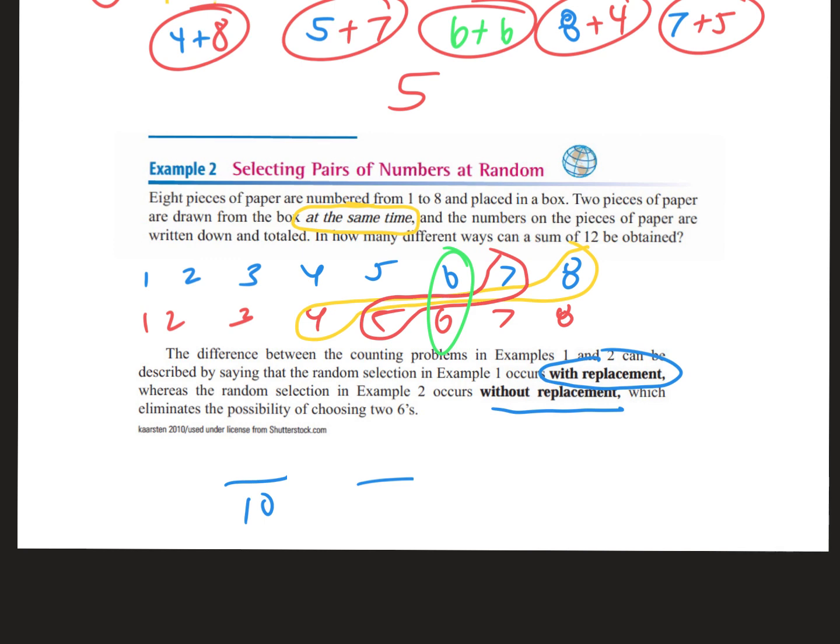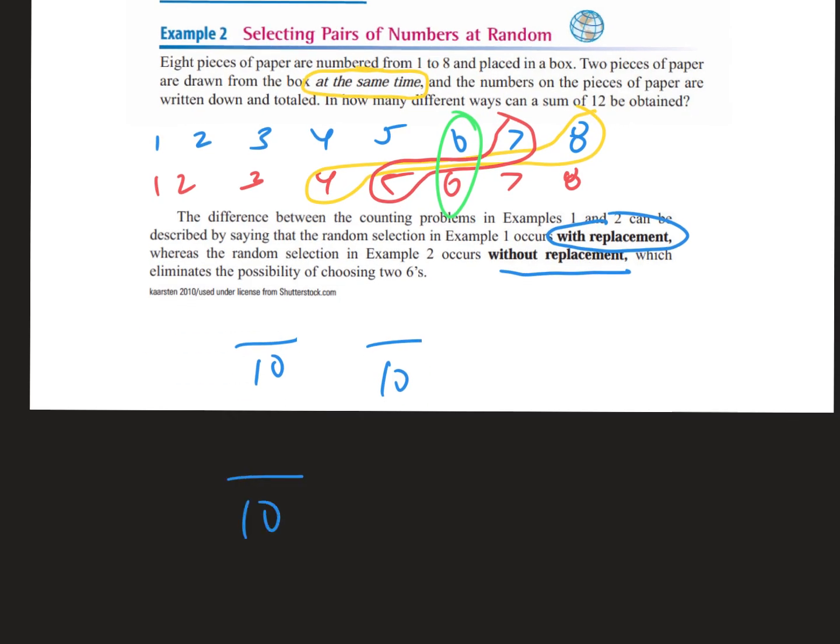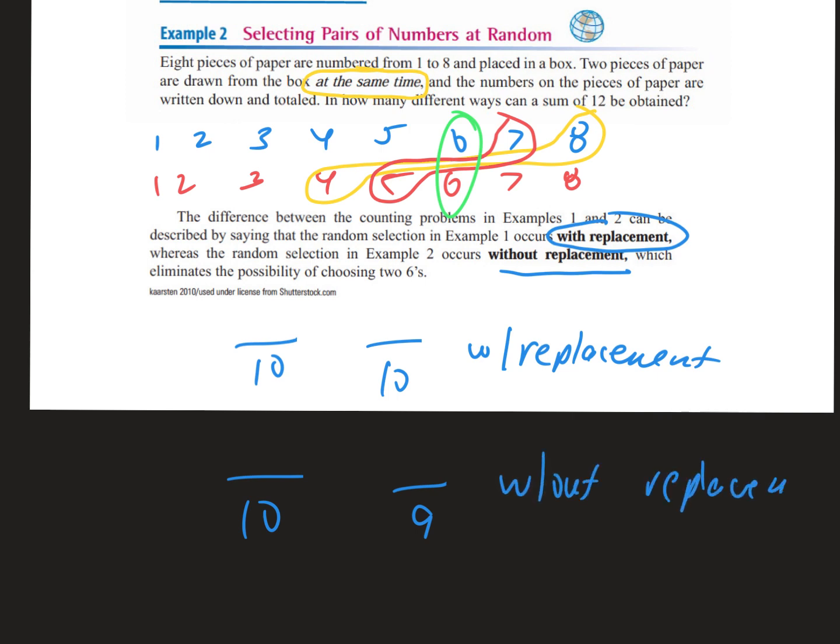You pick a marble out, look at it, see what it is, put it back in. What is the number of marbles that are in the bag? 10. You have 10 marbles. You take a marble out, you look at it, you throw it as far as you can. How many marbles are left in the bag? 9. This would be with replacement. The denominator will stay the same. This is without replacement. I know it seems, oh, it's not a big deal. It makes a huge difference when you're calculating stuff.